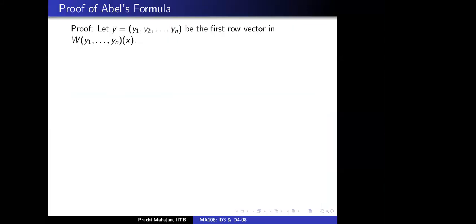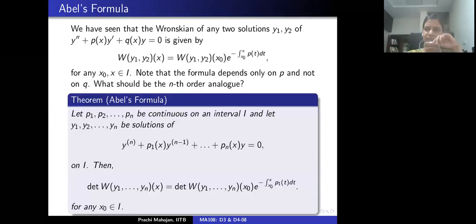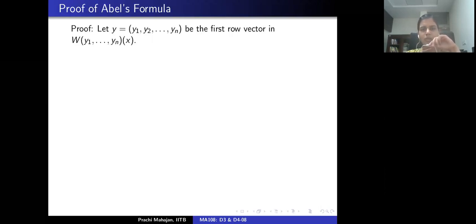Okay. So the proof requires actually working with determinants, but let's see. So what is the Wronskian? Remember, the Wronskian of y1, y2, ..., yn is a certain n cross n determinant. The first row of this determinant is y1, y2, ..., yn evaluated at x. The second row is the first derivative of y1, y2, ..., yn evaluated at x, right? And so on. So I'm going to invent some notation here. I'm going to write y equal to (y1, y2, ..., yn) to be the first row vector in the Wronskian determinant of y1, y2, ..., yn at the point x.